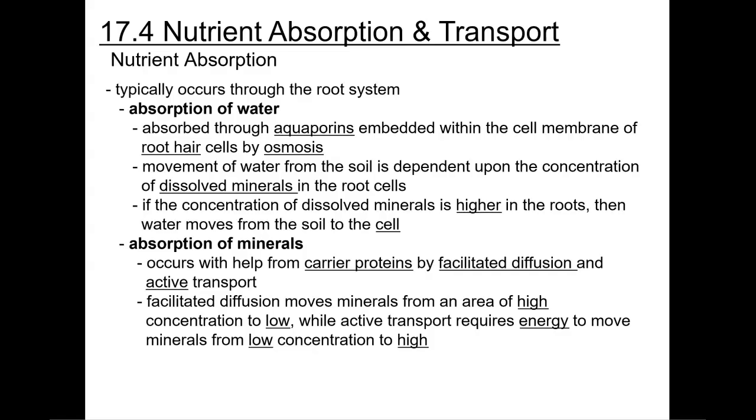Now, nutrient absorption typically occurs through the root system. So you have absorption of water. This is going to be absorbed through aquaporins that are embedded within the cell membrane of the root hair cells, and this is going to occur through osmosis. Remember, that's the diffusion of water across the membrane. Movement of water from the soil is going to be dependent upon concentrations of dissolved minerals in the root cells. Water always follows solutes, so we need a lot of these dissolved minerals there in order for the water to come in. If the concentration of dissolved minerals is higher in the roots, then the water is going to move from the soil into the cell because water always follows solutes.